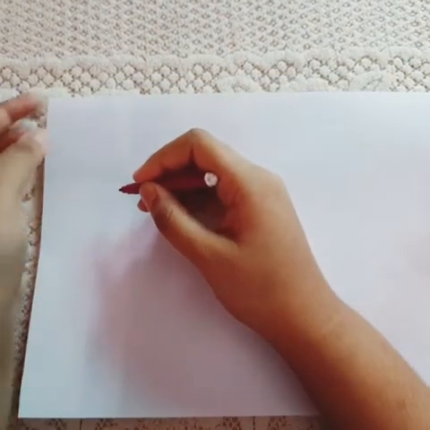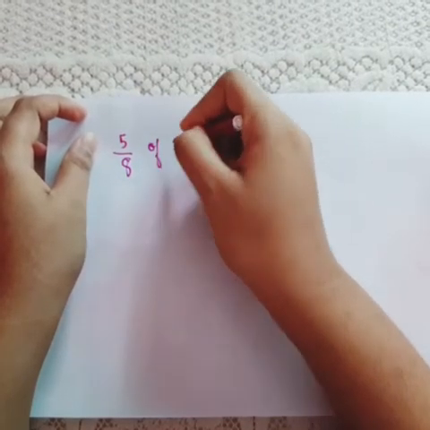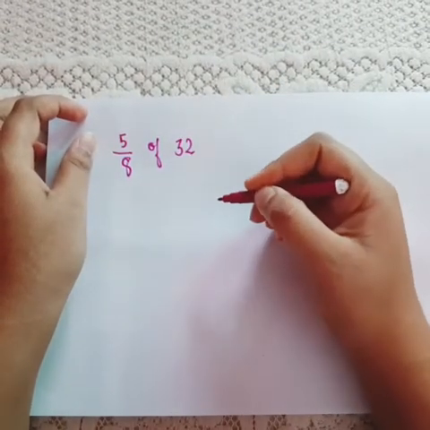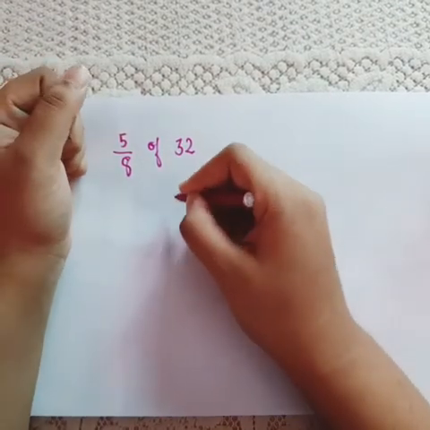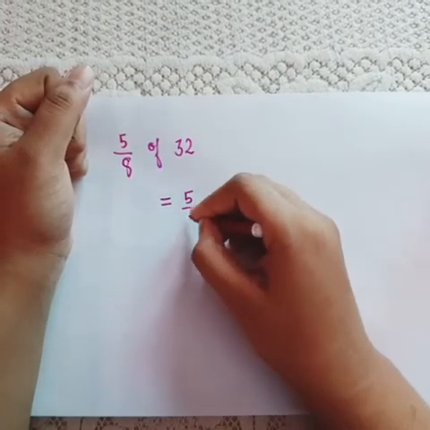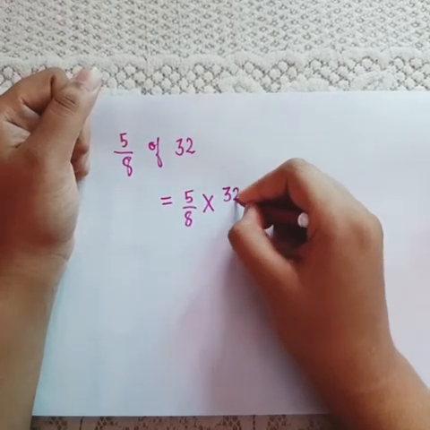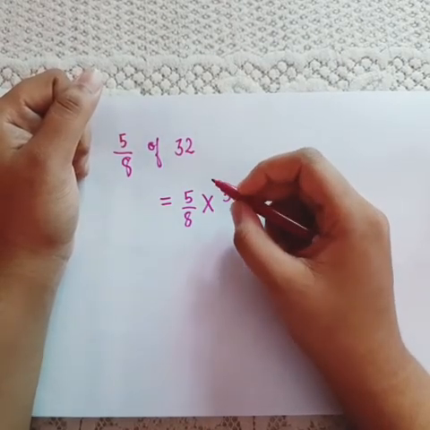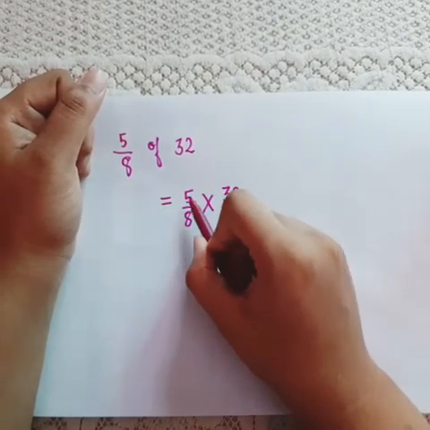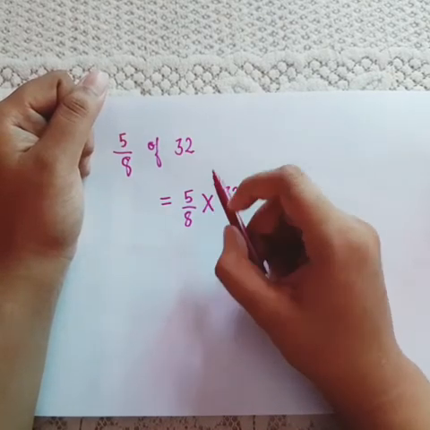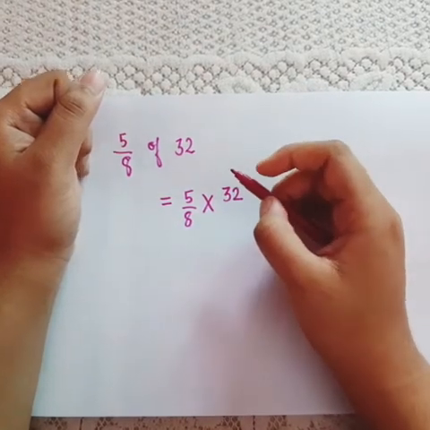if you are having some bigger number, like suppose you are asked 5 upon 8 of 32, you cannot just make 32 and divide it into 8 parts again. So what you are going to do, just write 5 upon 8, put a multiply sign for of and write 32 over here. Now you have to cut. In fractions, just remember, you cannot cut numerator with numerator. You have to cut one from the numerator and the other from the denominator only.